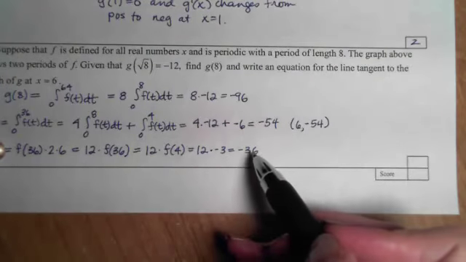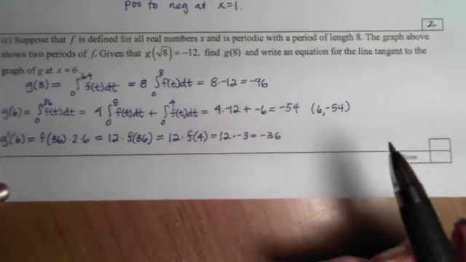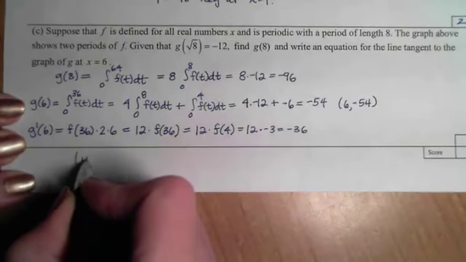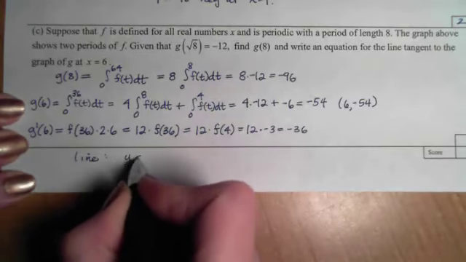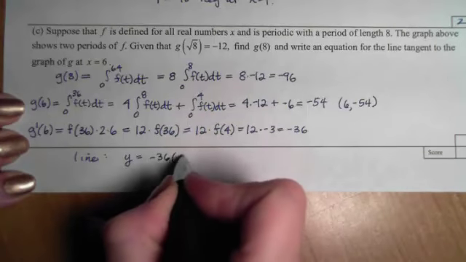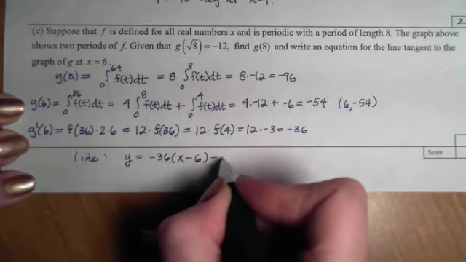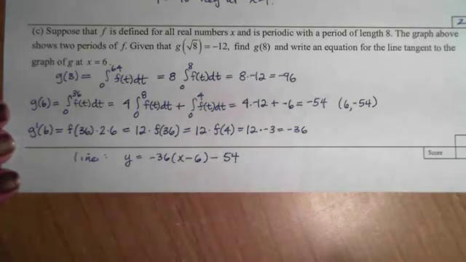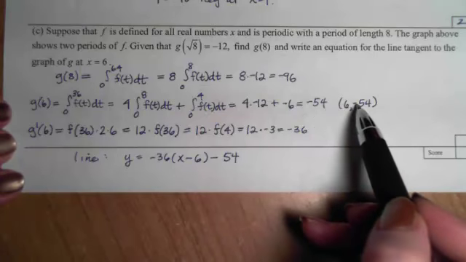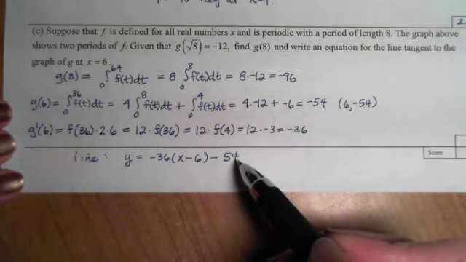So now I've got the point and I have the slope. I can write the equation of the line. So the line in this case will be y equals the slope times x minus the x coordinate plus the y coordinate. And we're done. 1 point for the point, 1 point for the slope, and 1 point for the line.